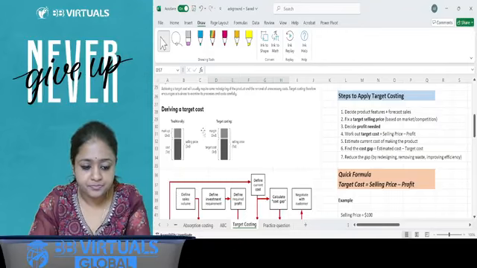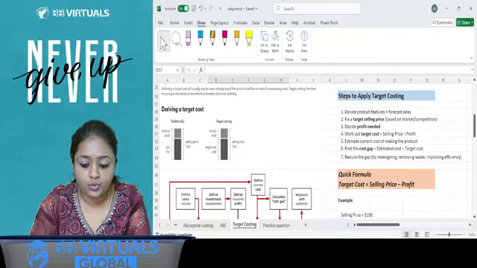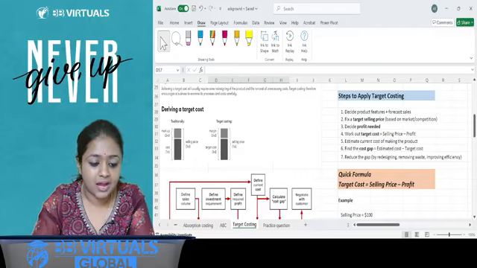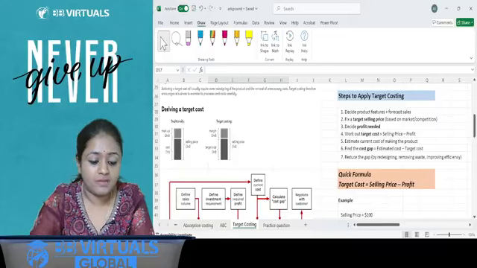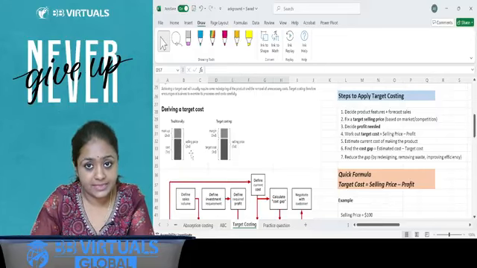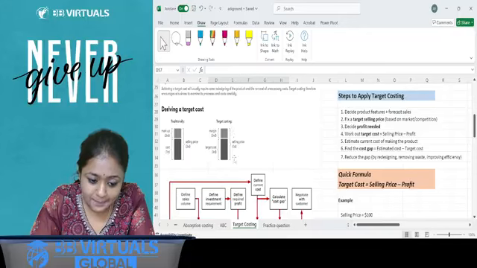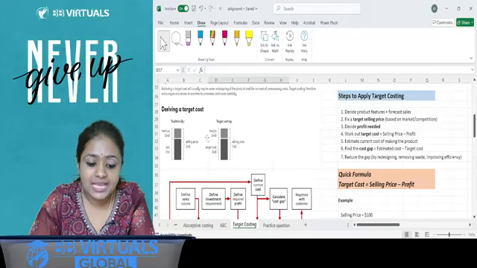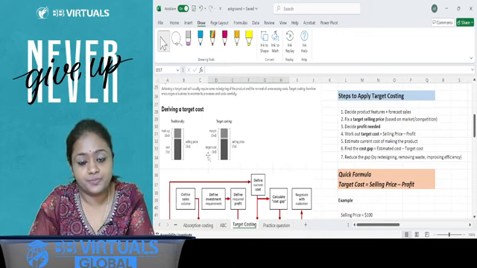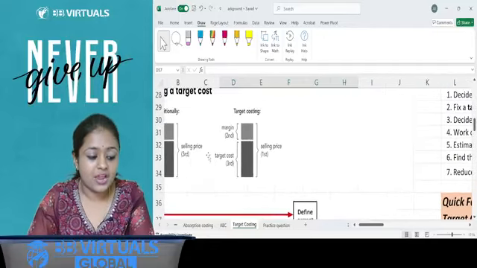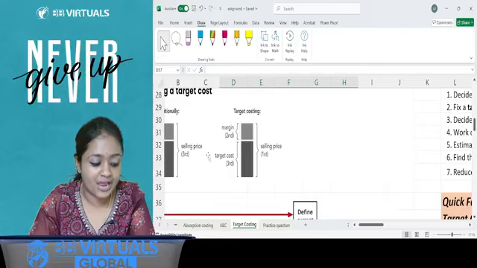Okay, this is just to make you clear. Traditionally, what we do is we have a cost, and on this we add a markup and we get the selling price. Target costing says, boss, first fix your selling price. Second step is fix your margin, and then you work out the target cost. This is what is suggested by target costing. I hope it is absolutely clear for everybody.